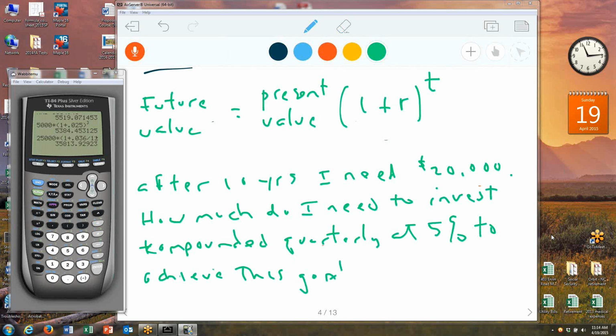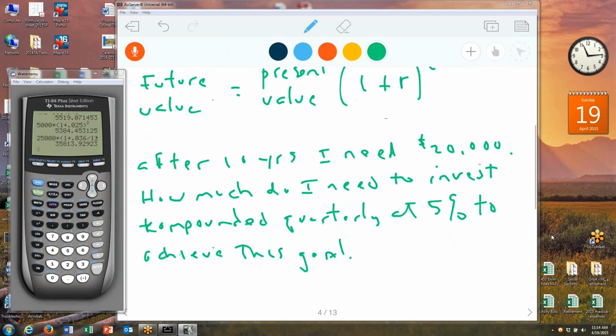Okay, so we're going to use that same formula. So my future value is going to be $20,000. So at the end, I want $20,000. My present value, I don't know. I'm going to call that P. That's what we're looking for. How much do I need to invest now? And then it's going to be 1 plus, of course, my r is 0.05, but since it's compounded quarterly, it's divided by 4. And then take a second and figure out what's your t. For 10 years, compounded quarterly, so 4 times a year for 10 years, yeah, it's 40.